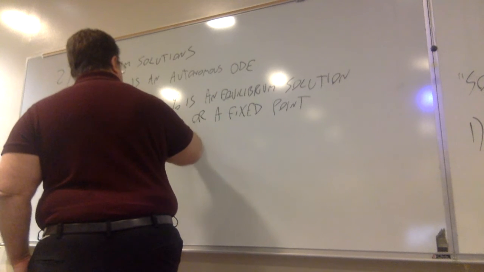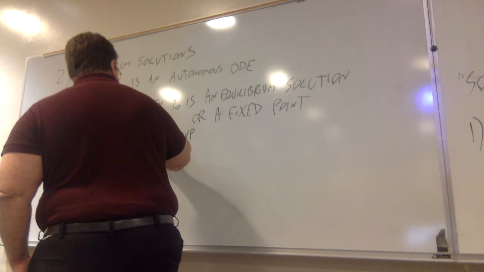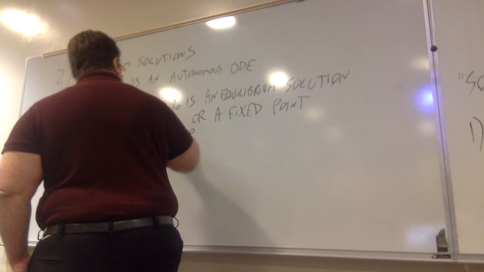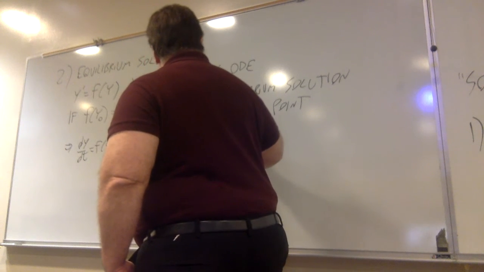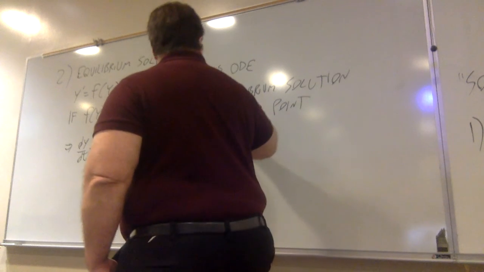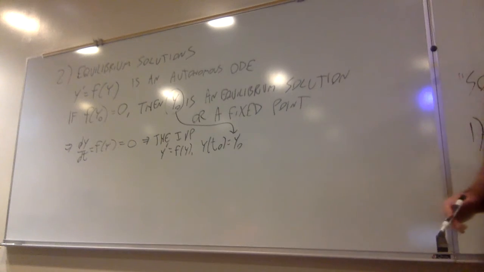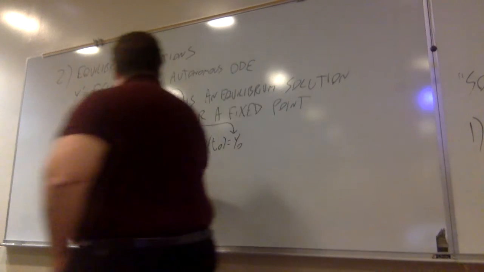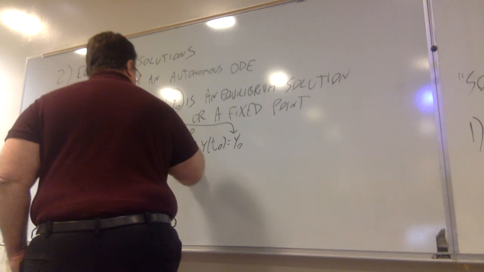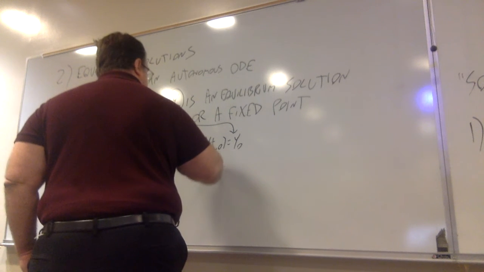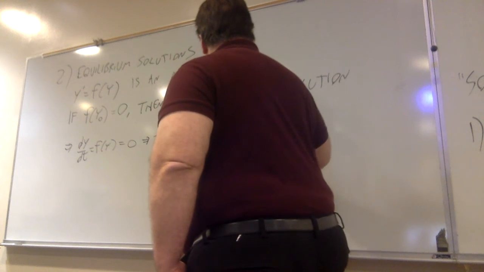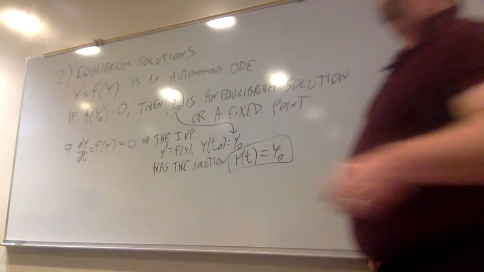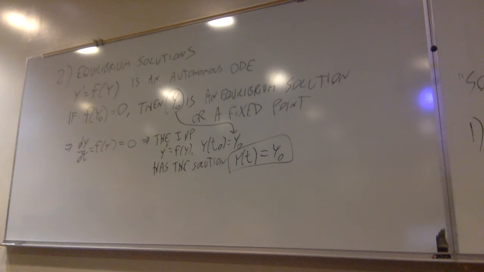So the initial value problem that has y prime equals f of y and y of t naught is equal to y naught. So if this value that makes f of y 0 happens to be the initial value, then that's the easiest equation ever to solve. So y of t is just equal to y naught. It starts at that value and it stays at that value forever.